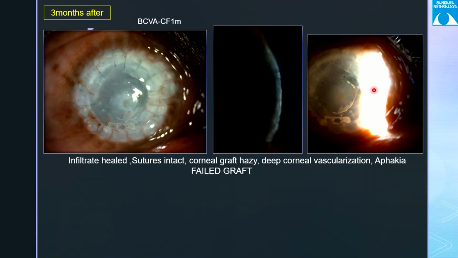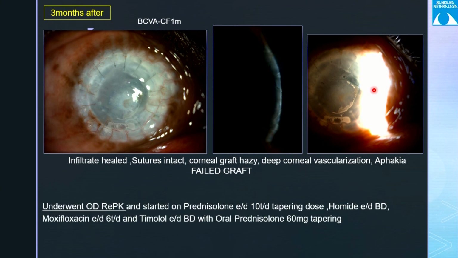Three months after, the best corrected visual acuity was counting fingers at 1 meter, where the infiltrate had healed and sutures were intact, but the cornea had become more hazy, and there was deep corneal vascularization. So the patient was diagnosed to have a failed graft. The patient was planned for re-PK and was started on prednisolone eye drops 10 times daily, tapering dose, with homide eye drops twice daily, moxifloxacin eye drops 6 times daily, and timolol eye drops twice daily, with oral prednisolone 60 mg tapering, as it was a high-risk keratoplasty.